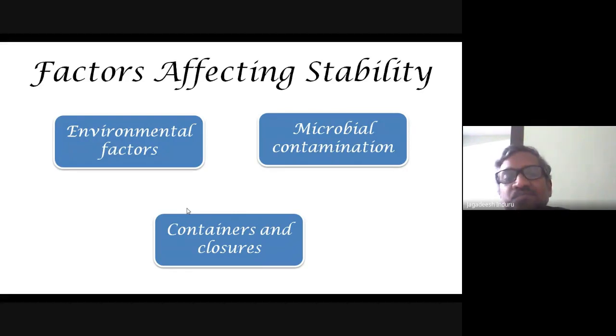Another parameter which is going to affect stability is container and closure. Of course, we have already studied materials of construction in pharmaceutical engineering. We have metals and non-metals. In the metals, we have many, like ferrous and non-ferrous. In the non-metals, we have plastic, rubber, and glass, everything. We are going to use them for the container and closure.